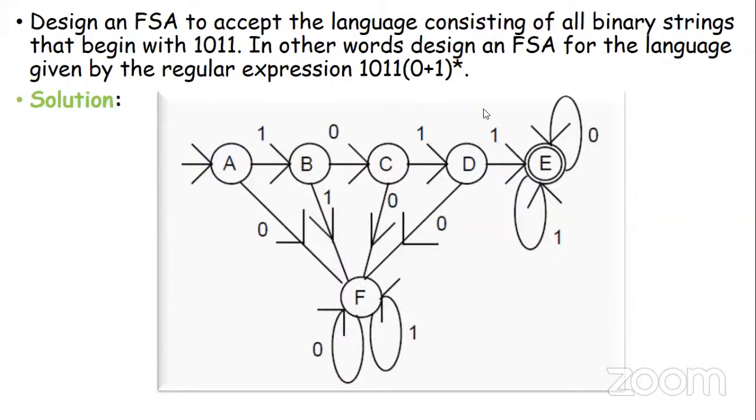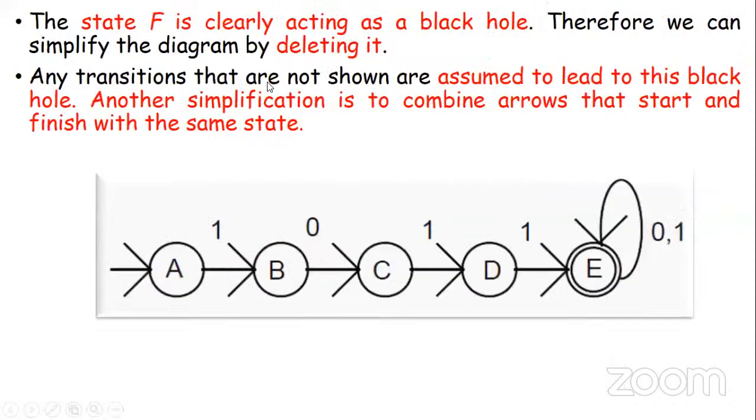All right. So we can now move on from this point. You see, the state F is clearly acting as a black hole. Therefore, we can simplify the diagram by deleting it. There was one F going down from here before, right? All these were coming into F, right? So we can simplify it by just clearing it off. And the basic diagram we're supposed to draw is this.